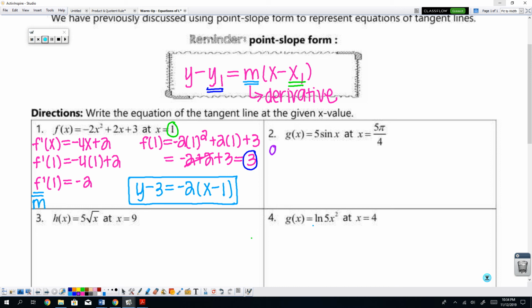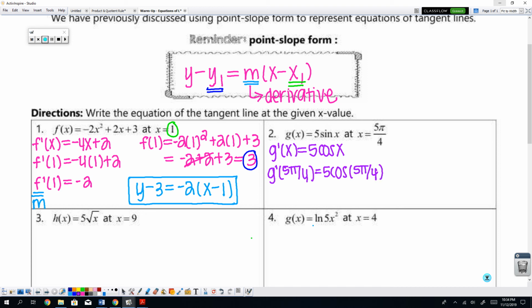So we're going to start by doing the derivative here. Remember, coefficients don't do anything. We just want to make sure to take the derivative of sine. The derivative of sine is cosine. So my derivative of the whole function is 5 cosine x. Then I'm going to do g prime of 5 pi over 4. So I'm going to plug it in: 5 cosine 5 pi over 4.